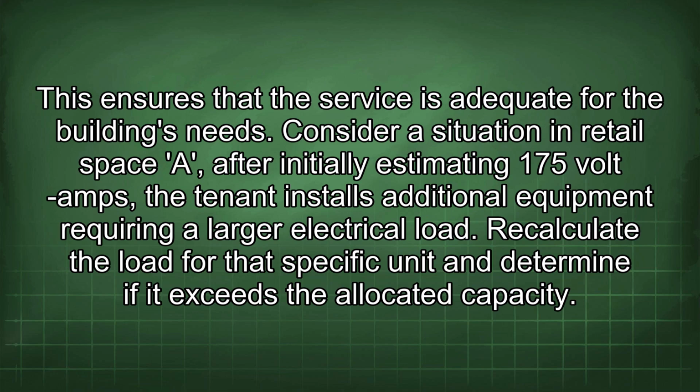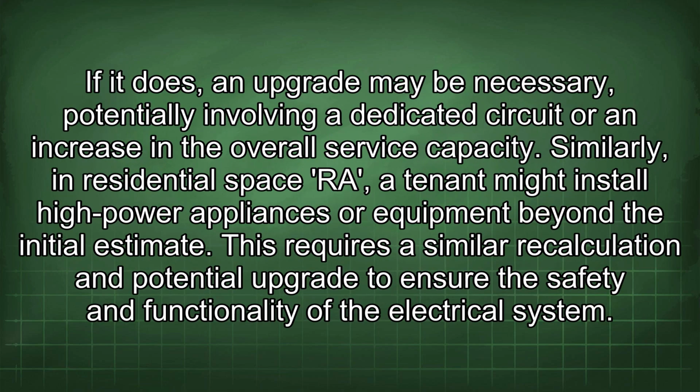Consider a situation in retail space A. After initially estimating 175 volt amps, the tenant installs additional equipment requiring a larger electrical load. We calculate the load for that specific unit and determine if it exceeds the allocated capacity. If it does, an upgrade may be necessary, potentially involving a dedicated circuit or an increase in the overall service capacity. Similarly, in residential space RA, a tenant might install high-power appliances or equipment beyond the initial estimate. This requires a similar recalculation and potential upgrade to ensure the safety and functionality of the electrical system.